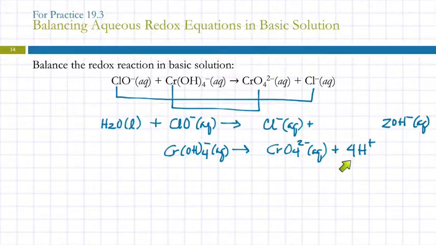So I put the 4 hydrogen ions over here, but in basic solution we don't have hydrogen ions, we have hydroxide ions. So I put 4 hydroxide ions over here and 4 hydroxide ions over here. 4 hydrogen ions plus 4 hydroxide ions makes how many water molecules? 4. 4, yes.